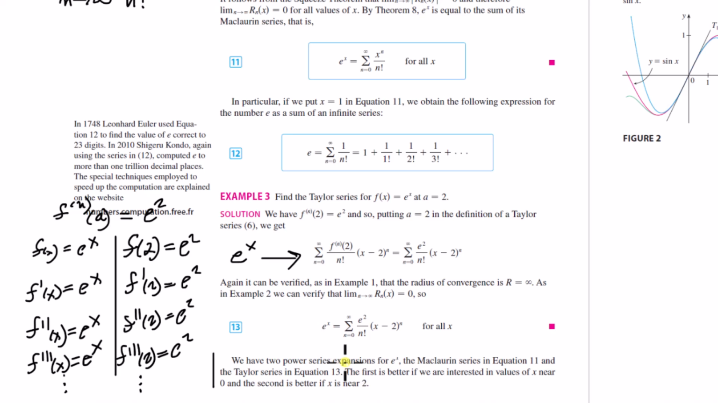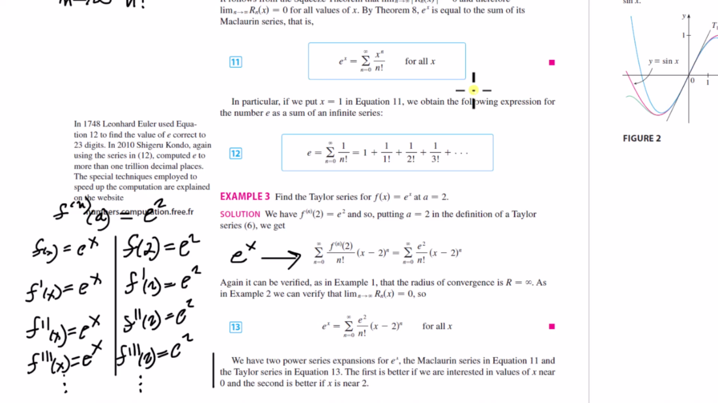But if you think about it, notice this. e to the x is equal to this. It's just e to the x. And also, if we come here, e to the x is equal to this. Both of these are equal to e to the x. So what does that tell you? Well, technically, all you really need is the Maclaurin series for e to the x.